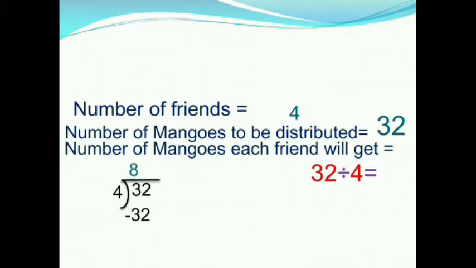Now we should subtract 32 minus 32. First we subtract 2 and 2. 2 minus 2 is 0. Next we subtract 3 and 3. 3 minus 3 equals 0. Therefore, the number of mangoes each friend will get is 8.